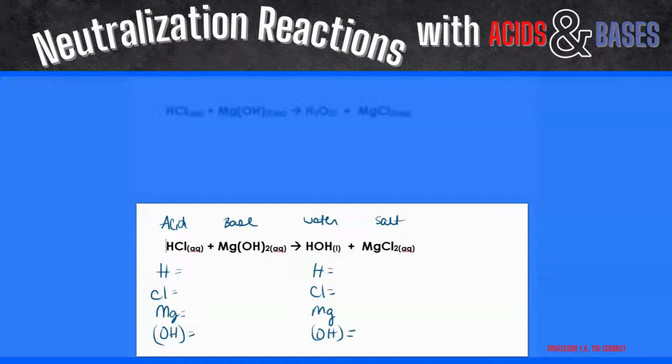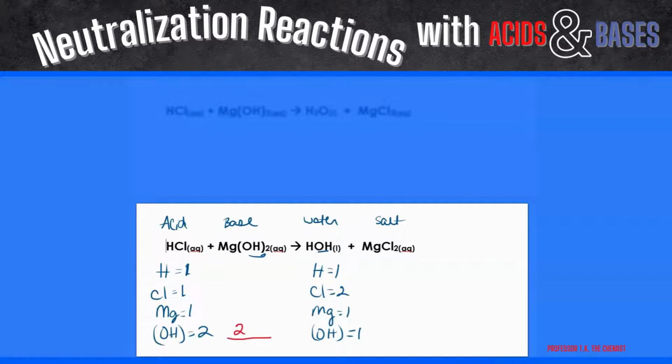So what I'm going to do next is show you how many I have of each element on both sides. I have 1 hydrogen ion on the left. I've got 1 hydrogen ion on the right. I've got 1 chlorine on the left, 2 chlorines on the right, 1 magnesium on the left, and 1 magnesium on the right. I have 2 units of OH on the left, and I've got 1 unit of OH on the right. Now, we're going to start first with hydroxide ions. So what I'm going to do is show you how to balance that out first.